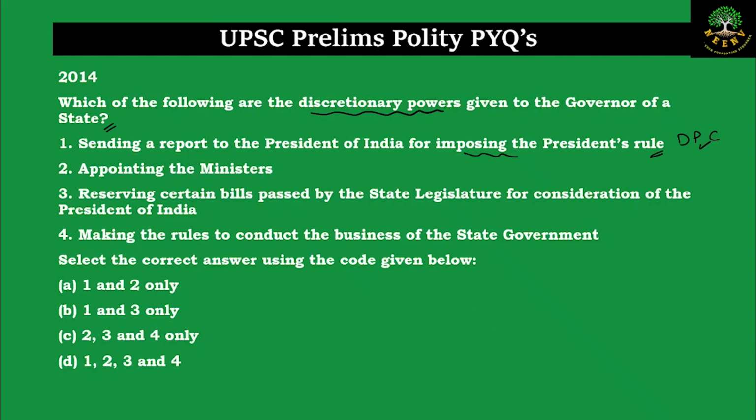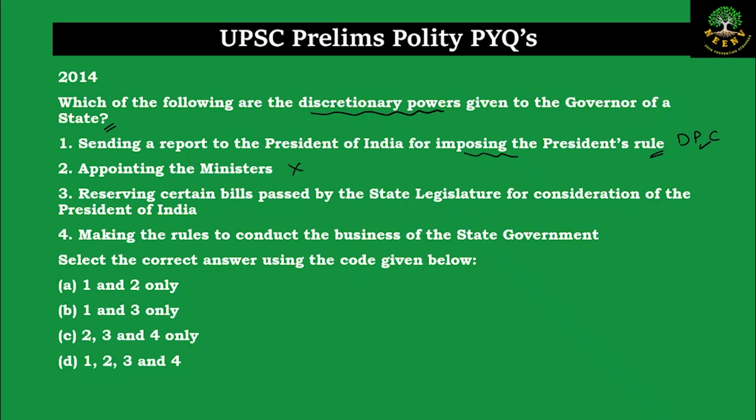Appointing the ministers. When it comes to appointing the Chief Minister and the Council of Ministers, the governor doesn't have a discretionary power. The words mentioned that the governor shall appoint. So because there is a shall, there is an obligation on the governor. So this is not a discretionary power. The obligation is there on the governor. Hence this will be incorrect.